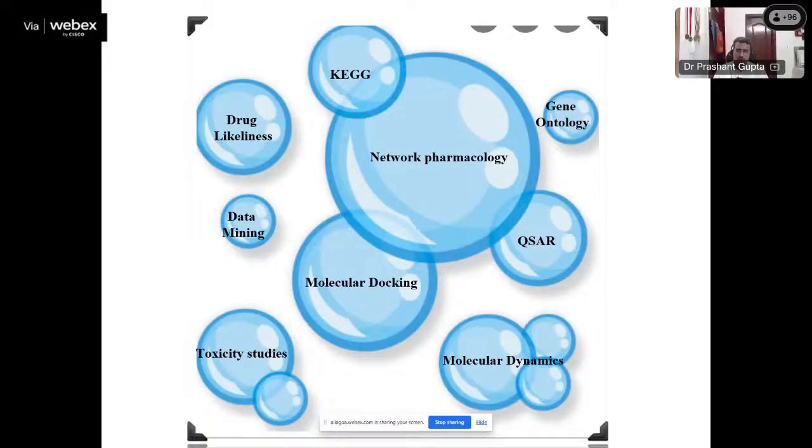As of now, we are doing docking, dynamics, drug-likeness, drug data mining, QSAR, molecular dynamics, toxicity, gene ontology, and multiple other things also. This slide I prepared almost 6 months back. Now we are doing protein homology also. We are doing principal component analysis. So we are doing all these things.